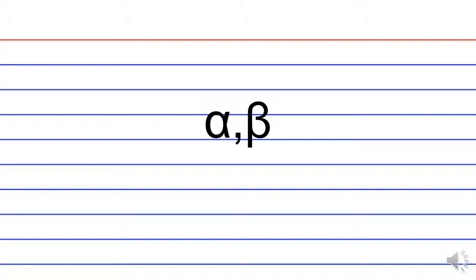So if you go back and look at the methyl vinyl ketone structure, you'll see that the double bond falls between the alpha and beta carbon. That's why it's alpha beta unsaturated.